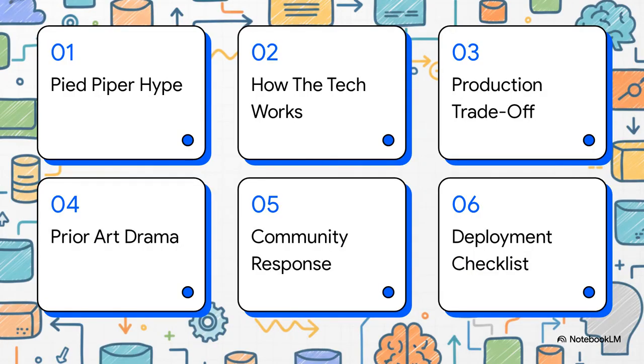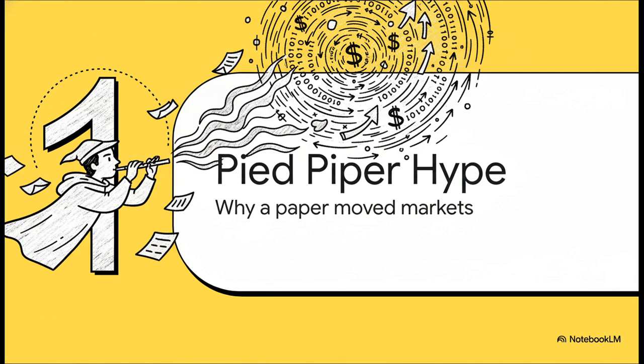So here's how we're going to break it all down. We'll start with that hype, then get into the nitty-gritty of how the tech works. After that, we'll hit the production trade-offs, the stuff that really matters, the academic drama, the amazing community response, and we'll wrap it all up with a practical deployment checklist for you and your team. All right, first up, the Pied Piper hype. Let's really unpack how one single research paper managed to shake up billions of dollars in the market practically overnight.